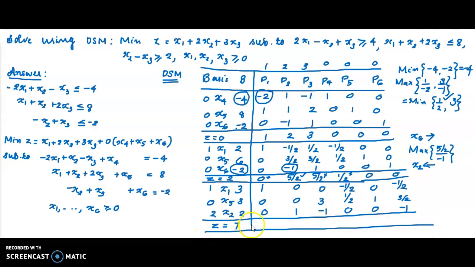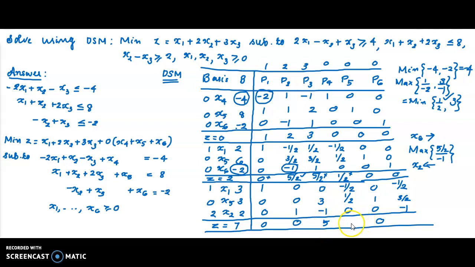Z equal to 7. X1 in the basis, X2 in the basis, and X5 also in the basis. Net evaluation zeros. Then for P3, 3 minus 1 into 0, minus 0 into 3, minus 2 into minus 1. 3 plus 2, that is 5.